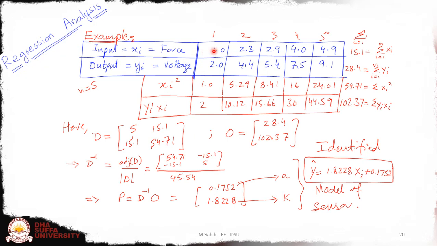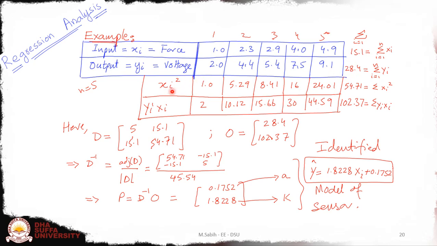Coming back to the example, this was the example for force and sensor. Summation xi can be calculated by using this xi. So I add 1 plus 2.3 plus 2.9 plus 4 plus 4.9, and we get 15.1. Similarly, for summation of yi, n is 5 here, so 2 plus 4.4 plus 5.4 plus 7.5 plus 9.1. Please check it and let me know if any of the values are incorrect. This will be 28.4.